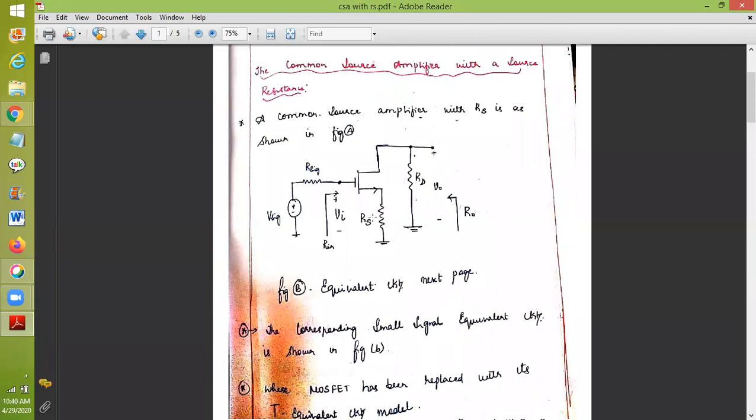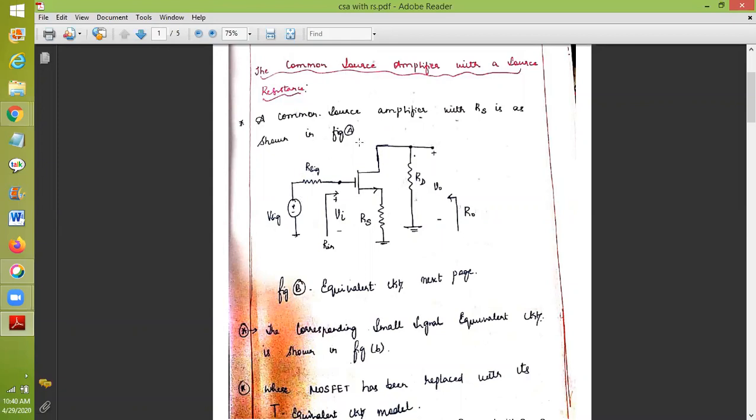In the previous circuitry, in the previous concepts we studied, we did not use the source resistance RS. But in today's concept, we are studying by placing the source resistance RS. So let me do the analysis here.